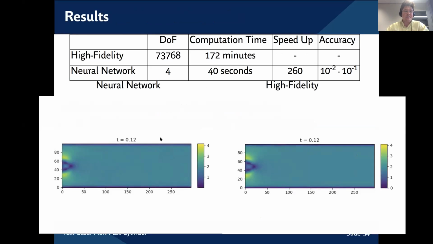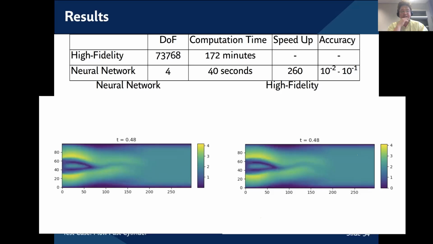So here are simulations, the neural network to the left and the high fidelity to the right. And as for the linear advection equation, qualitatively, there is basically no difference unless you look really closely, I guess.